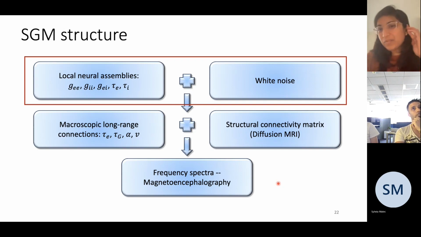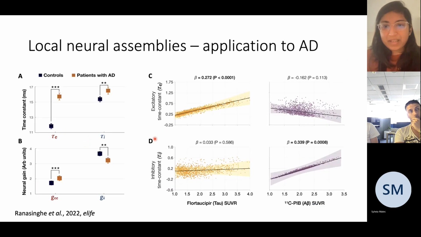And that was more about a biomarker because you get one particular parameter for an entire subject, while here you get a regional distribution of what the model parameters are for a particular subject. I didn't show that work yet because it's not yet complete, but we're working on that right now.